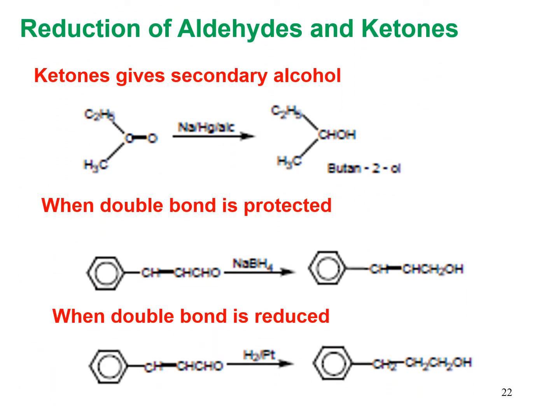So from the slide, you realize that whenever you are reducing aldehyde, you're getting primary alcohol. When you're reducing ketone, you're getting secondary alcohol. Then when you want to protect the unsaturation, you use either sodium borohydride or lithium aluminum tetrahydride. But when you want to saturate the unsaturation and also reduce the aldehyde to alcohol, you use hydrogen with platinum, nickel, or palladium. So you're doing both hydrogenation, which is a reductive reaction, and also converting the aldehyde, or carbonyl, to alcohol.